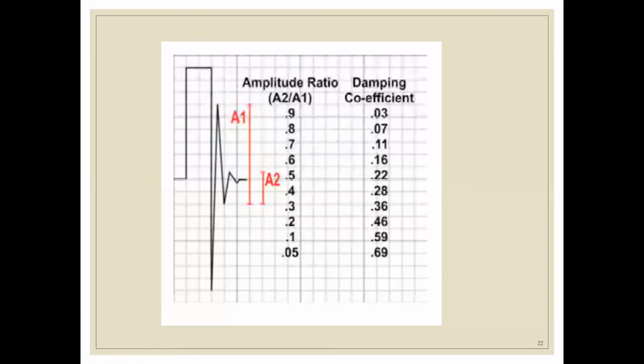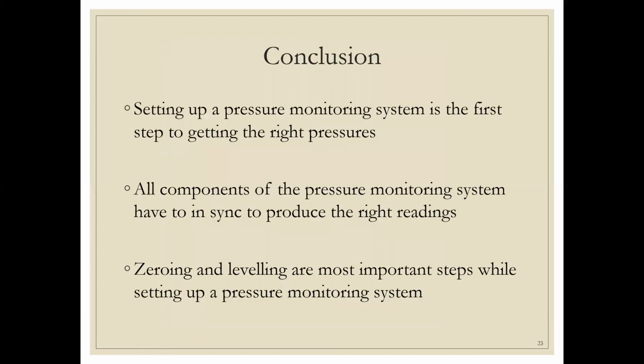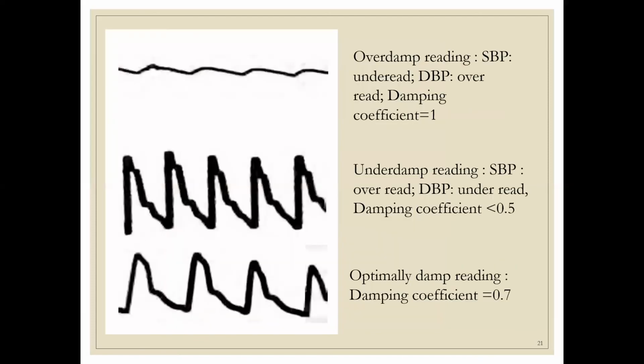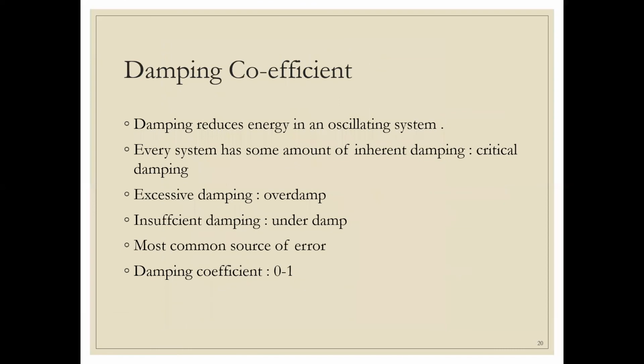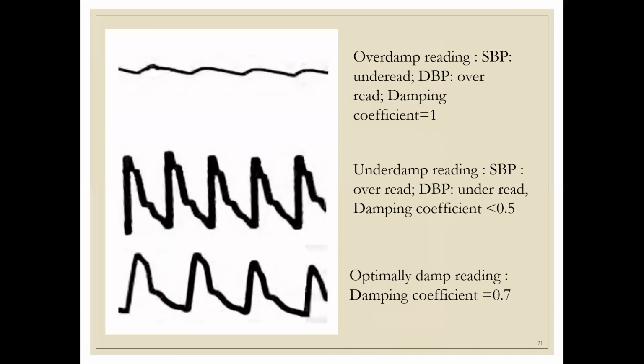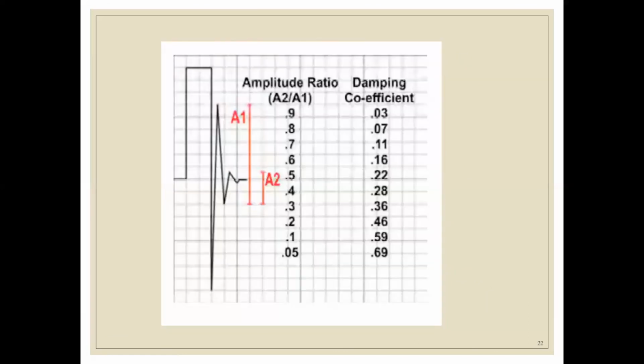So how much do we want our damping coefficient to be? We want it to be around 0.7. So what does this tell us? That your system is underdamped. Now, once you know that the system is underdamped, what can be done to optimize it? You can optimize the position. The arterial line sometimes gets stained, maybe a clot is there, you have to flush. There may be saline bubbles, you have to flush those, and then you can see whether your system is getting optimized or not.